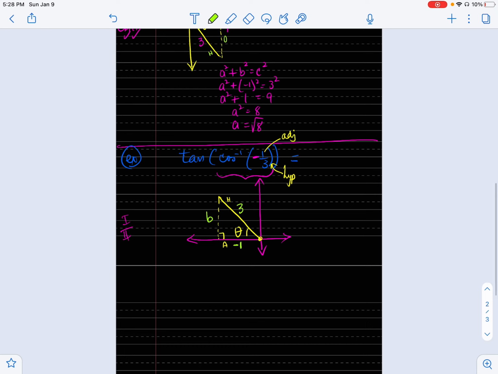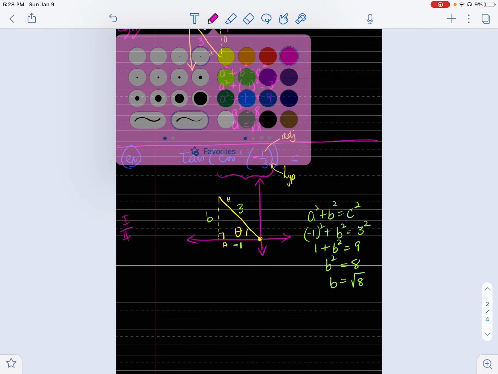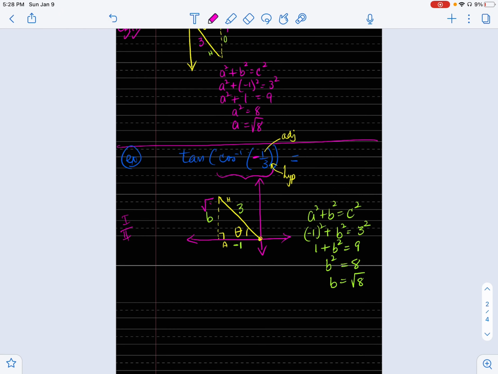Okay, we can do that. We are pretty smart people, aren't we? A squared plus B squared equals C squared. -1 squared plus B squared. This turns out to be the same as the previous one. Funny. B is unknown. C is 3. 1 plus B squared equals 9. Subtract 1. Square root of 8. Okay, found it. So this side is square root of 8.